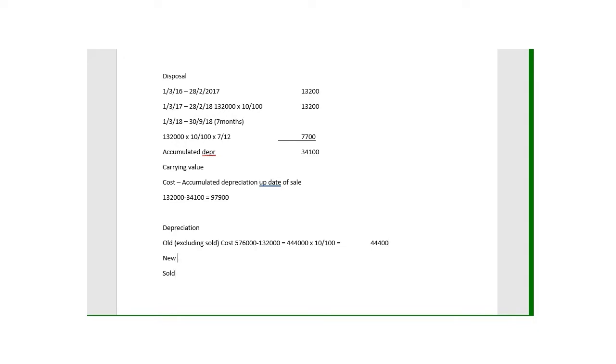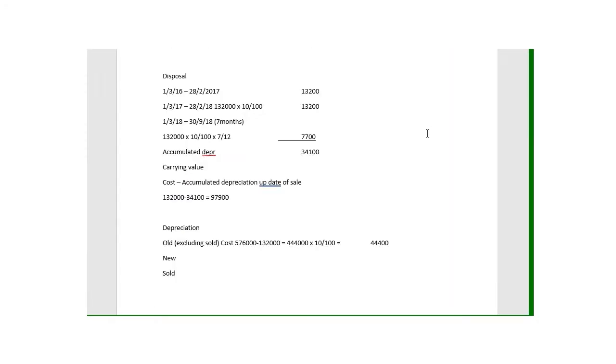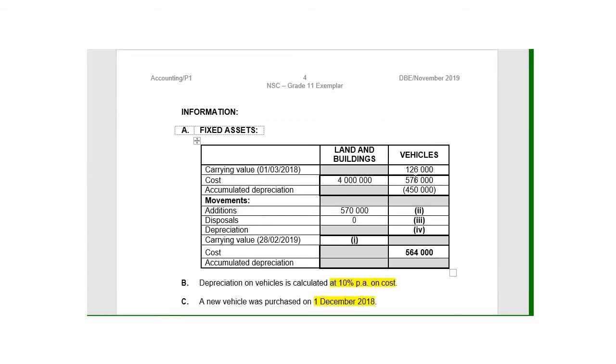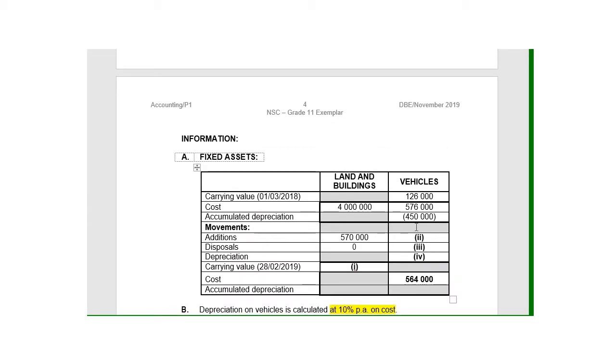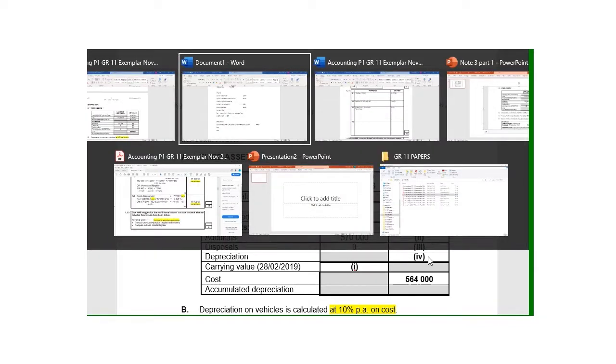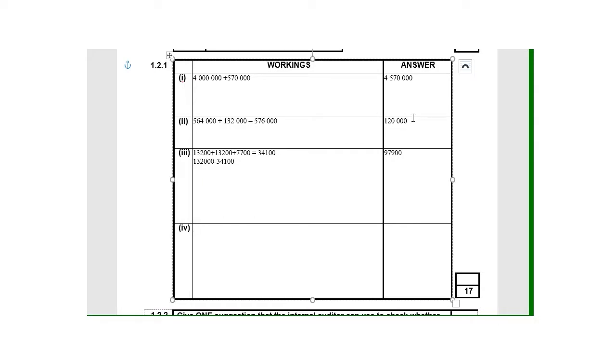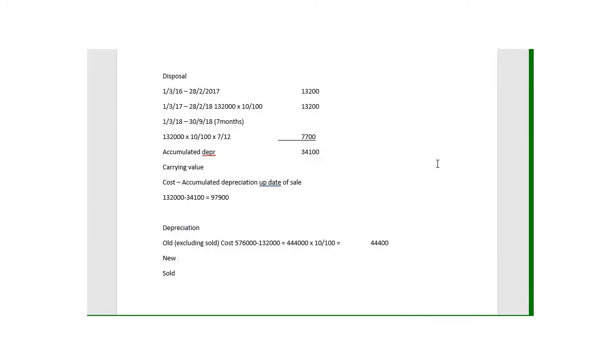New, I bought a new vehicle, which I had to calculate in number 2. So whatever the figure is I got in number 2, I must use as the cost of my new vehicle. And that was 120,000. So 120,000 is the cost. On that, I must work out 10%.